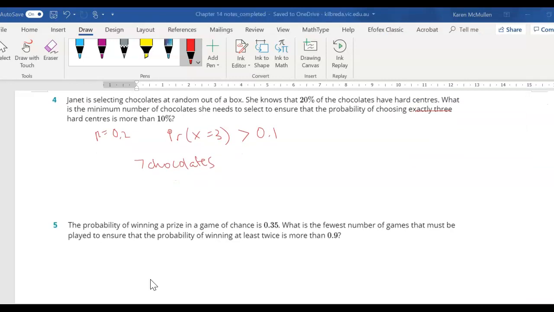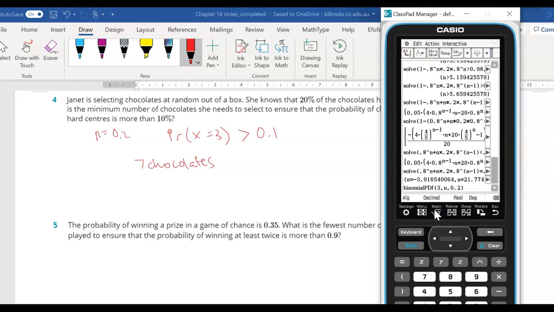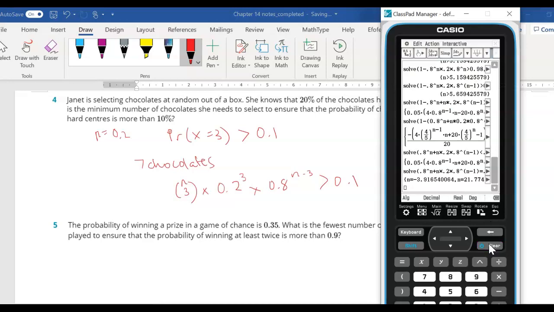All right, I haven't actually tried solve. Let's try the solve function for this because it is a little bit different. Let's just go back to main. So if we were doing this as a binomial distribution, we would have n choose 3 times the probability of success is 0.2, so 0.2 to the power of 3, and then times probability of failure, n minus 3, and we want that to be greater than 0.1. Now, we can do the combination on the calculator.